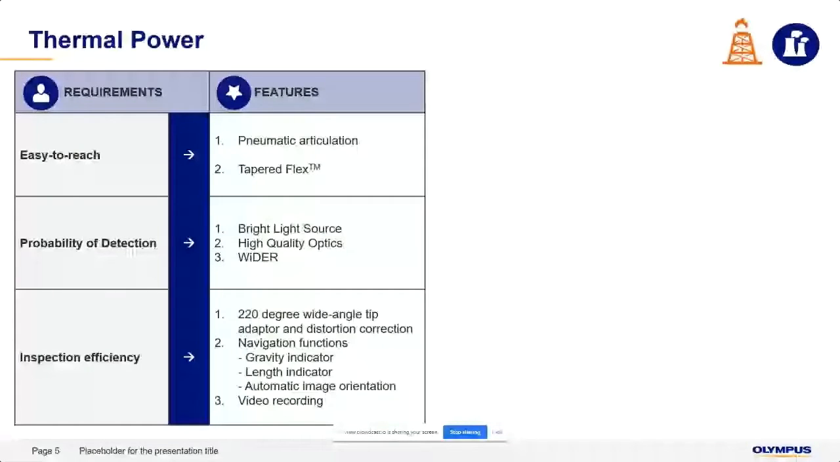Thermal power. Some of the same basic requirements, but the actual features inside of those requirements do change. Number one, pneumatic articulation. This is, again, specific to the G-Air. The G-Air has a 20 and 30 meter length scope option. Our other scopes are 10 meters and shorter. And I will go into detail later on what that looks like.